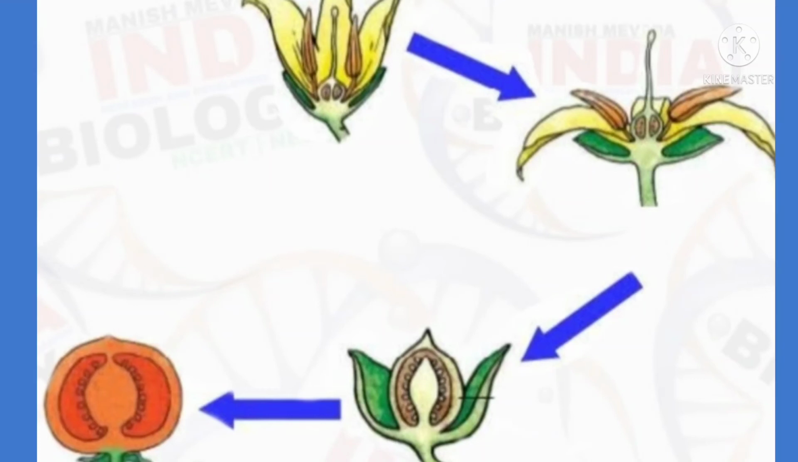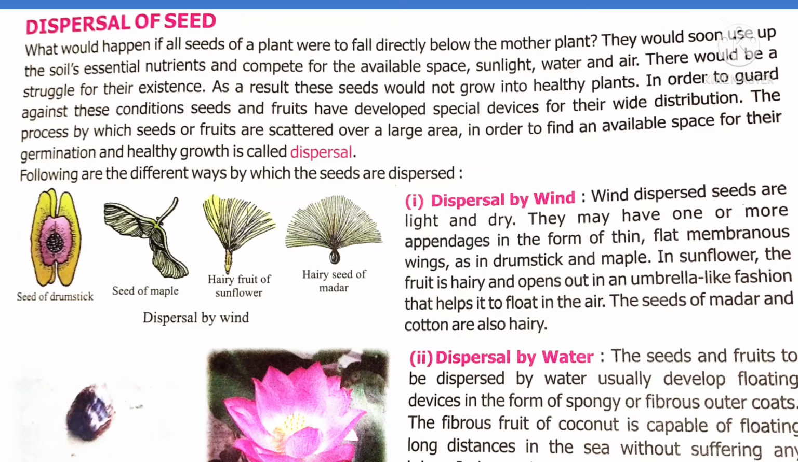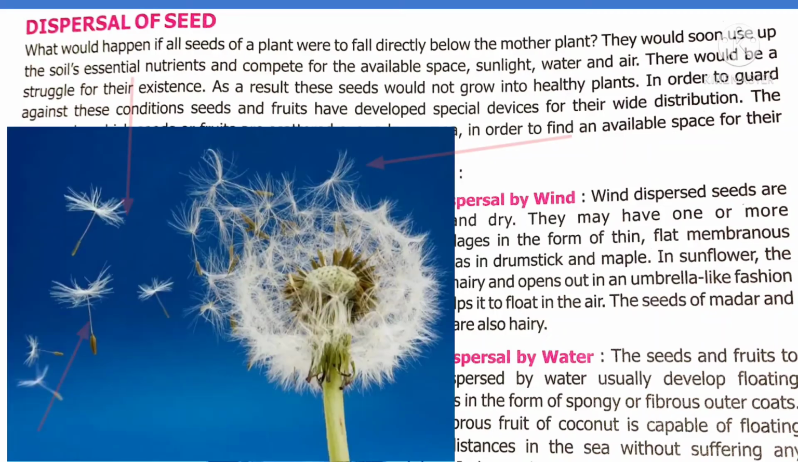So what will happen to the remaining part? It slowly falls off. The ovary develops into fruit with the seeds inside. Every fruit can have a minimum of one or more than one seed. Next we move on to the topic dispersal of seeds. Seeds are removed from the parent plant by several agents like wind, water, birds, animals, etc. Scattering of seeds from the fruit to different places is called dispersal of seeds.